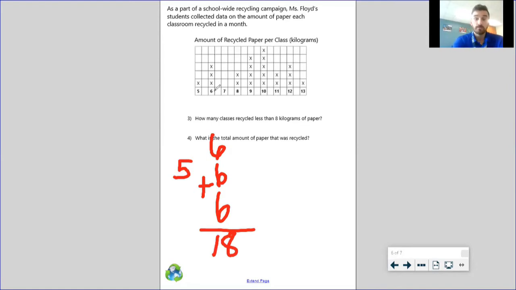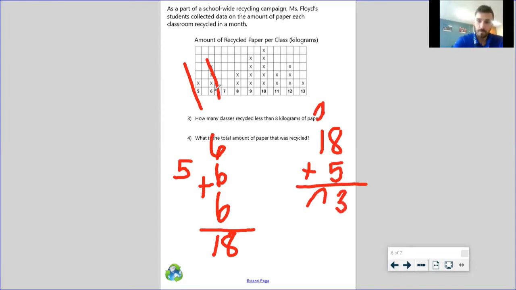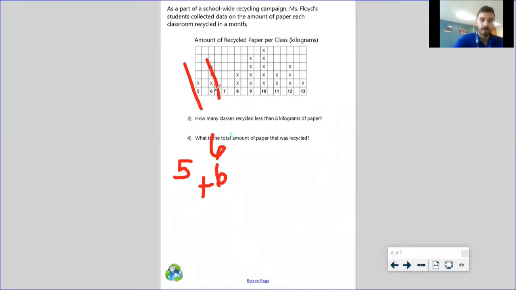So if I wanted to, I could go ahead and add those 18 kilograms plus the 5 that I already had. That's supposed to be a 1. That looks awful. So right now I've got 23 kilograms of paper. And I'll keep going. Get my thing back. Can I put it right here?